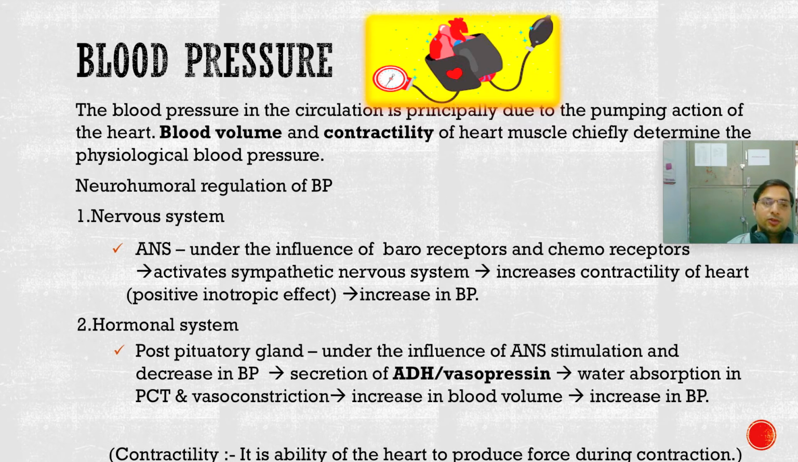So whenever the body has to increase the blood pressure, it increases the overall blood volume of the body by taking water from the interstitial spaces into the blood vessels. It does so with the help of ADH. The ADH starts absorbing more water. Because of the ADH, water absorption is increased in the PCT, leading to increase in blood volume. Thereby, increase in blood volume leads to raised blood pressure.